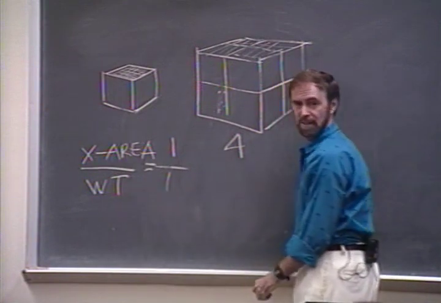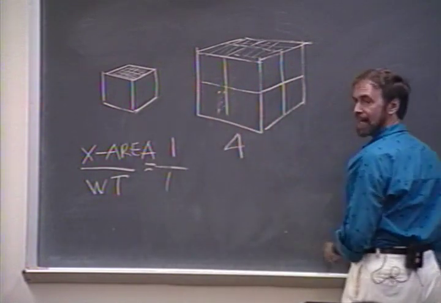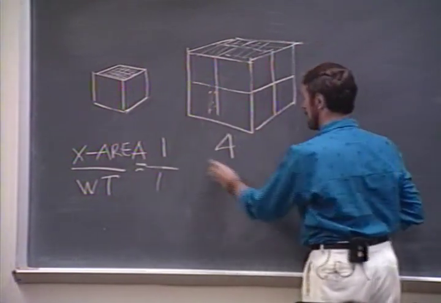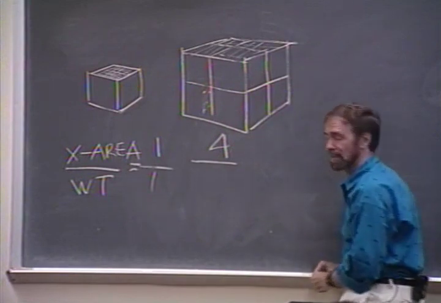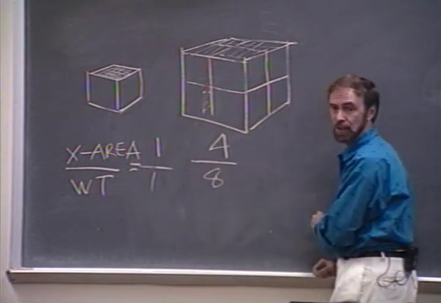Cross-sectional area is 1 to 1. But when you double the size of something, the cross-sectional area goes up to 4. But the weight goes up to 8. And 4 over 8, that's like 1/2.